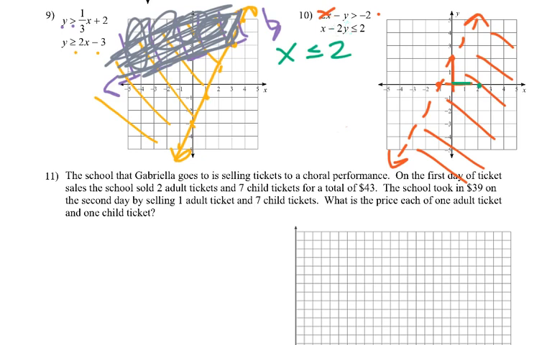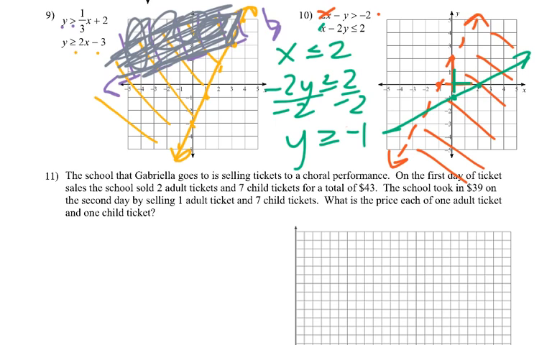Then if we got rid of the x, it would be negative 2y is less than or equal to 2 divided by negative 2. Y would then be greater than or equal to negative 1. So negative 1, shade above. It's a solid line. Connect the line and then shade above. And again, where do they overlap? In this little slice right here. So that would be my solution.